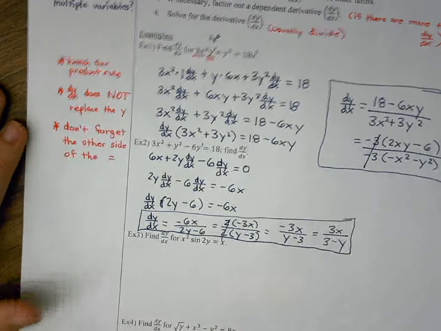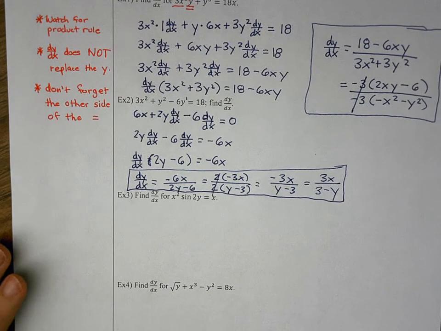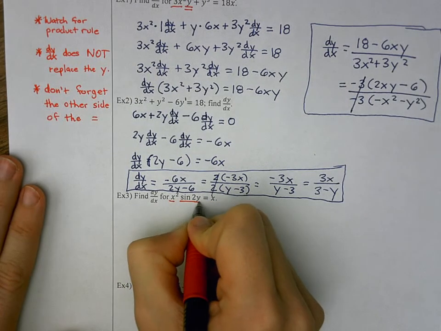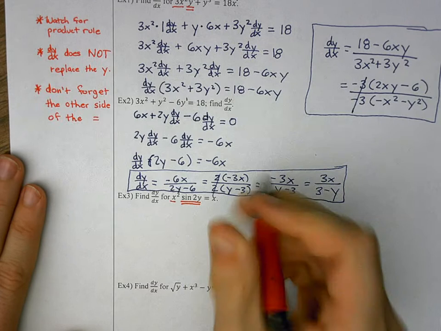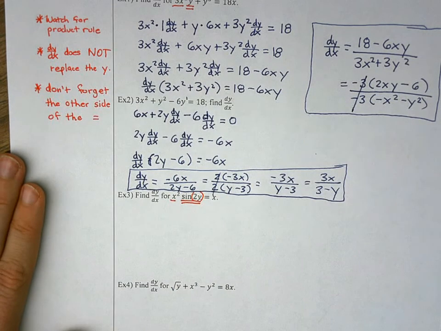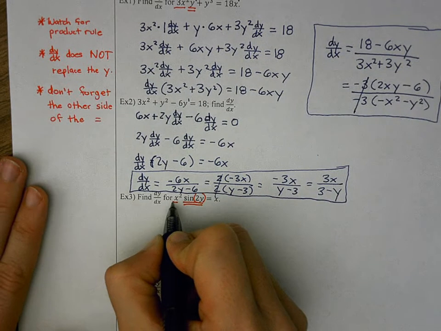Example 3. Find dy dx for x squared sine of 2y equals x. Okay? So what do we have here? Well, we've got product rule, two things being multiplied together, and in here we've got chain rule for our d2. Okay? So product rule, 1d2 plus 2d1.